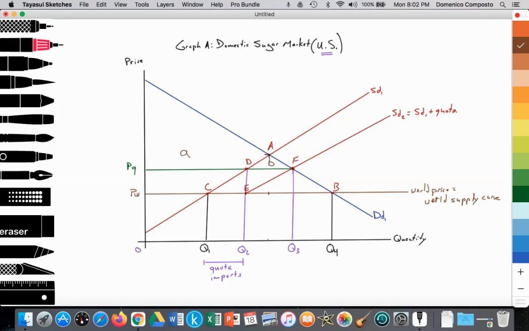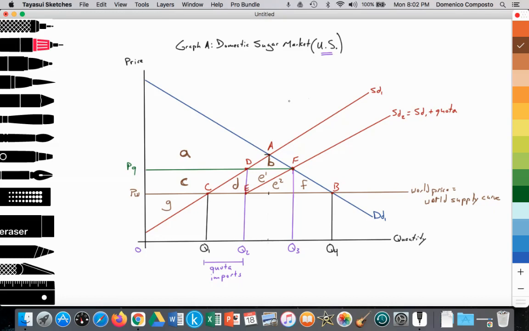Here's area B, lowercase b, lowercase a, C, area D, E, maybe I'll call it E1, and E2, area F, and area G. Okay, and now I've finished drawing my quota.